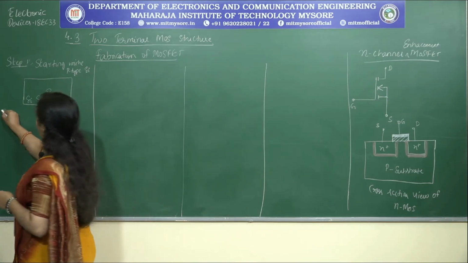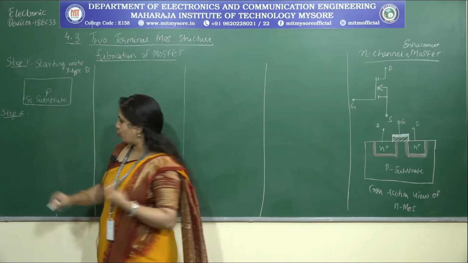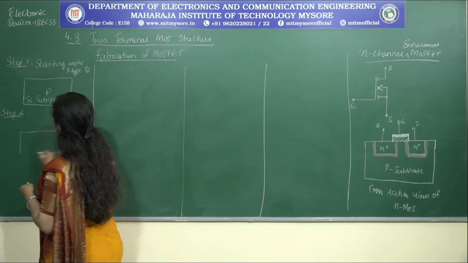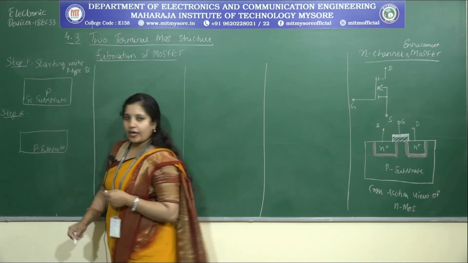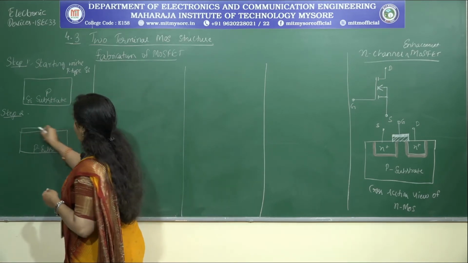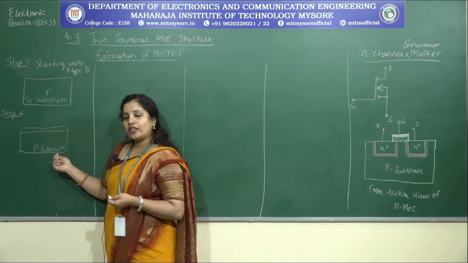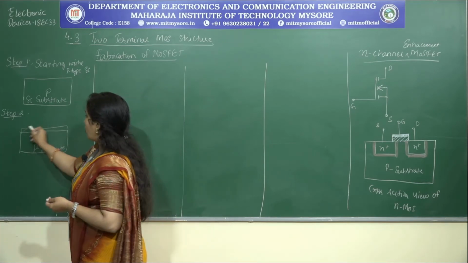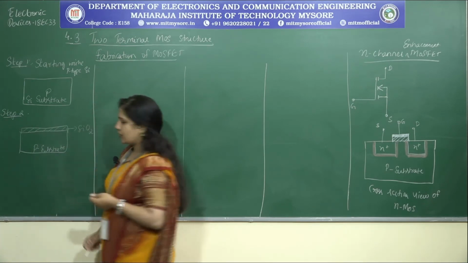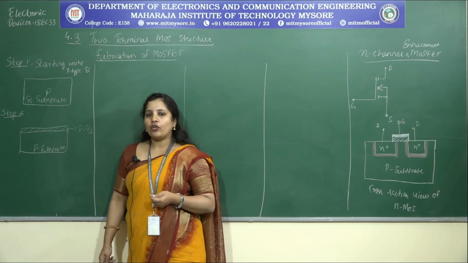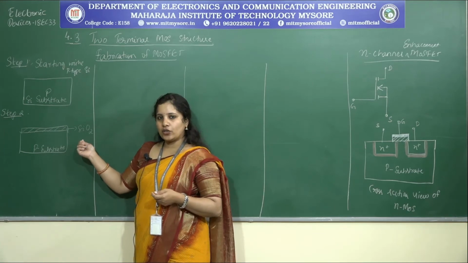After that, we will consider step 2. Upon the P-type substrate that I have considered, I will be performing oxidation. That is, we already have a silicon wafer, and if I perform oxidation on that silicon, the resultant is the silicon dioxide layer that I have formed. Now you might ask me, what is the purpose of having this silicon dioxide? It is an insulating layer.